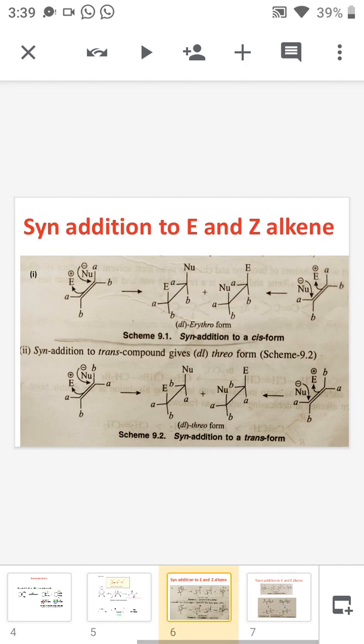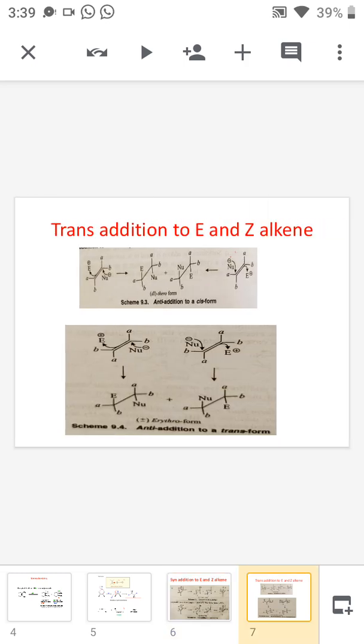So in the syn addition, if our alkene is a Z compound, we will get an erythro form as the final product. Whereas if the starting material is an E alkene, in the syn addition we will get a threo form as the final product. So in trans addition, if it is a Z alkene, we will get a threo form in anti-addition, and in the E alkene we will get an erythro form. I hope that you understood the concept. Thank you.